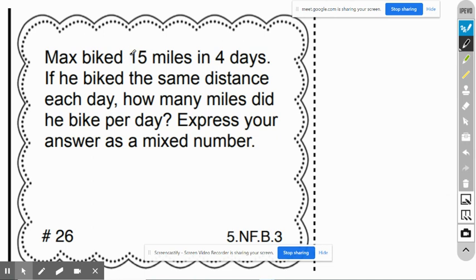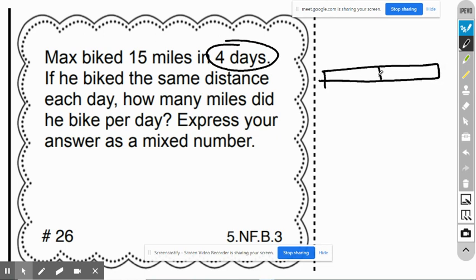Does it say here he biked 15 miles each day? No, it says in 4 days. So 4 days, if I could even draw something like this, these are 4 days. This is the total he biked in 4 days. Also, Dave, I know he did not bike 15 miles each day. You know why? Because look at the question.